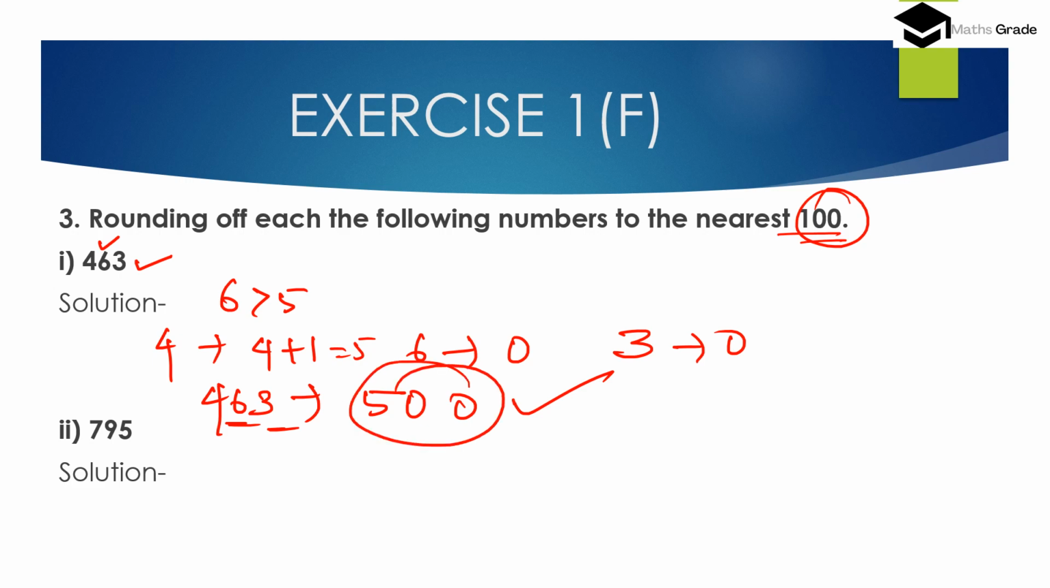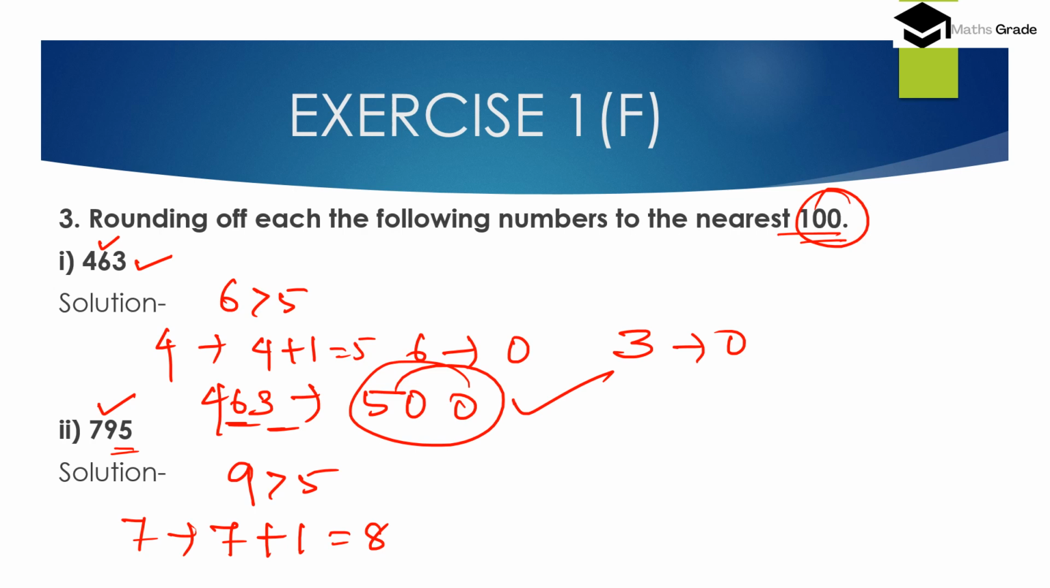Now the second one, 795. We have to round this number 795 to the nearest 100. First look at the tens place digit. Here the tens place digit is 9 and 9 is more than 5. So we have to add 1 to the hundreds place digit. Here the hundreds place digit is 7. 7 changes to 7 plus 1, that is 8.